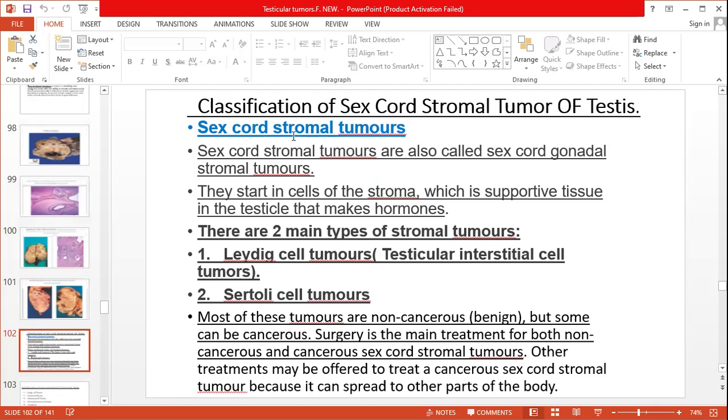Sex cord stromal tumors are also called sex cord gonadal stromal tumors. They start in cells of the stroma, which is the supportive tissue in the testicle that makes the hormones. There are two main types of stromal tumors: Leydig cell tumors and Sertoli cell tumors.